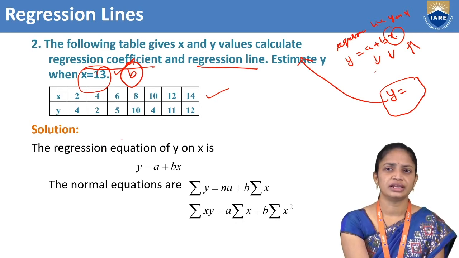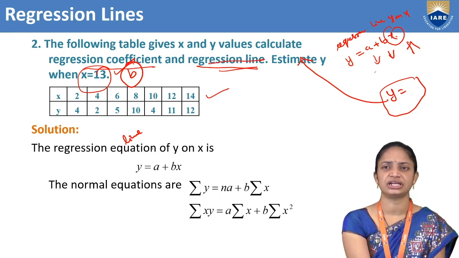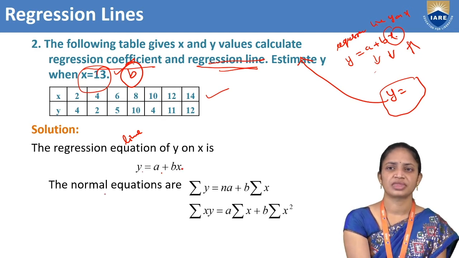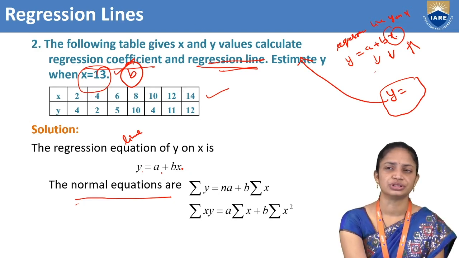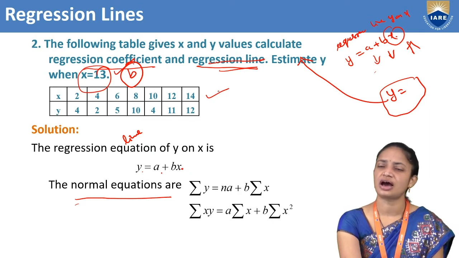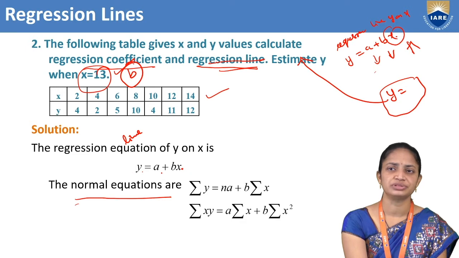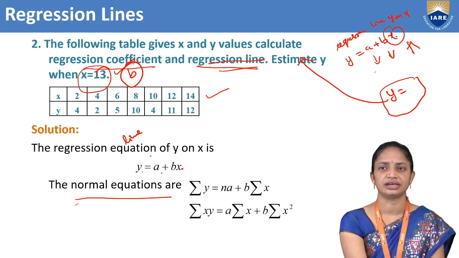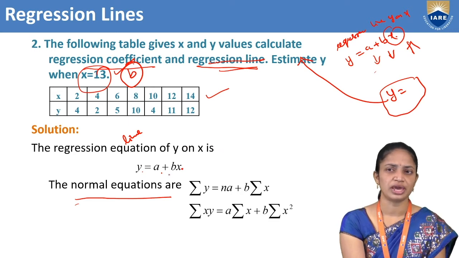So here they have asked for the regression line, right? The regression line of y on x, or regression equation of y on x, is y equal to a plus bx. Here they have not mentioned which method we have to use, so you can use the first method or the second method. I am using the first method, so I am taking the regression equation of y on x, that is y equal to a plus bx.